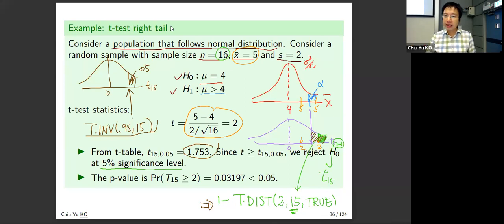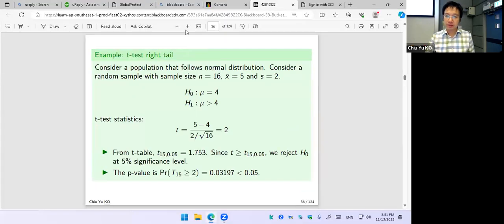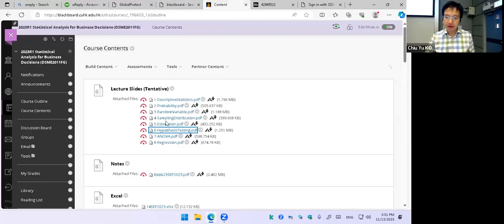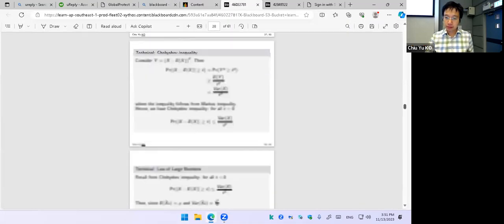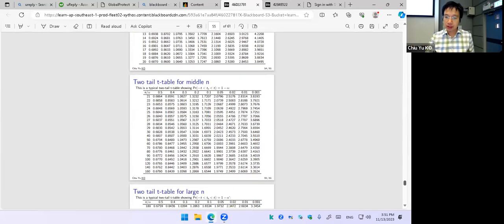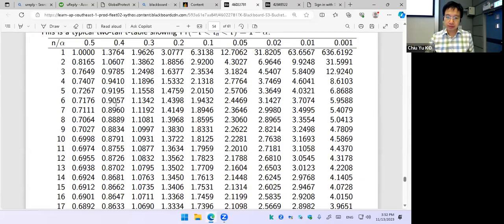That is slightly difficult, so you have to be a little bit careful. The T table here: I think I have 16, and remember n minus 1, so it's 15. The 15 row of the table.